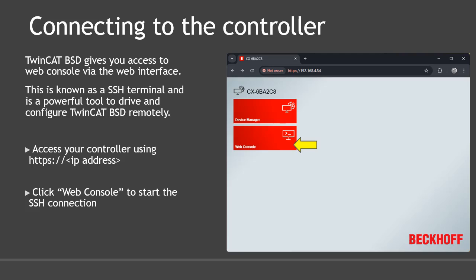In this tutorial, we will perform the initial installation and setup remotely. A feature of TwinCAT BSD is its ability to manage the operating system, TwinCAT and any TwinCAT functions via the web console. The web console has an inbuilt SSH client which can be used to drive TwinCAT BSD as if you were locally connected to it using a monitor and keyboard. To access your controller, you must first type https:// then the IP address of your IPC. This will present you with two options, Device Manager and Web Console. Select Web Console to continue.